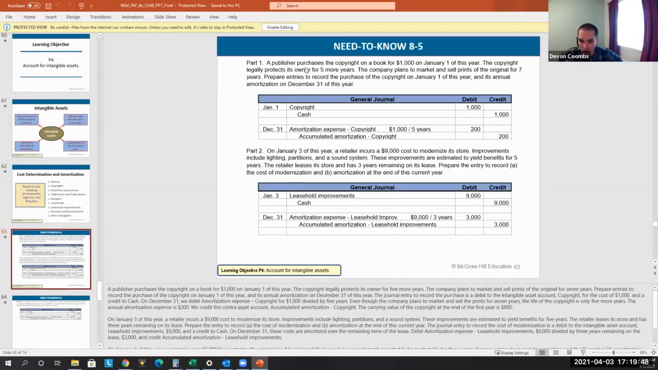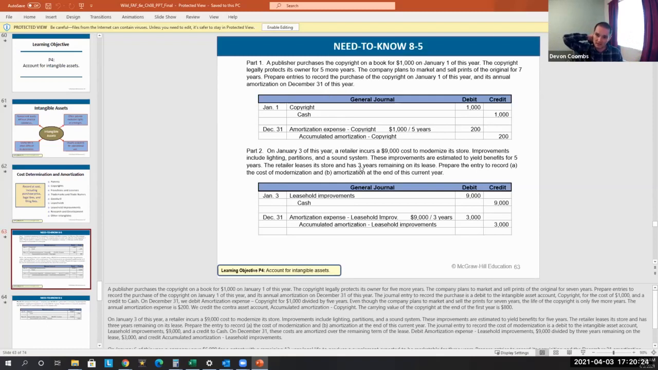And if we're determining the cost of an intangible asset, just like here: a publisher purchases a copyright of a book for $1,000. It protects the owner for 5 years. The company plans to market and sell it for 7 years. Prepare entries. So we're going to record the $1,000 of the copyright, right? That's what it would cost to get it. And then we're going to amortize that over the life of the copyright, the 5 years. Even if we plan to sell it for 7 years, the copyright really is only worth 5 years.